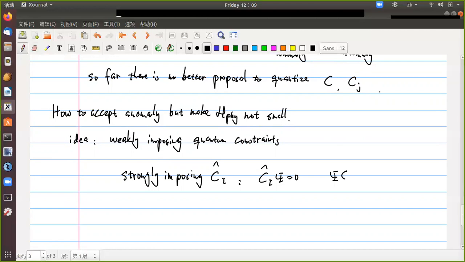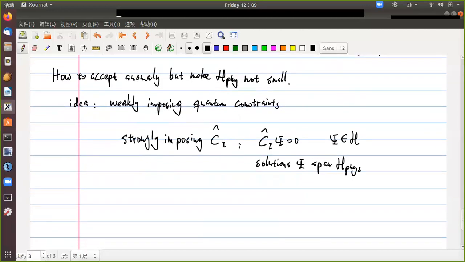Okay, so firstly, psi belongs to hyperspace, and we impose this constraint strongly to the hyperspace and looking for solutions. Psi span the physical hyperspace. Okay, so this is called strongly impose the constraint. You have the constraint operator and you're looking for the solution of this equation, and the solution spans the physical hyperspace. This is called strongly imposing constraint.